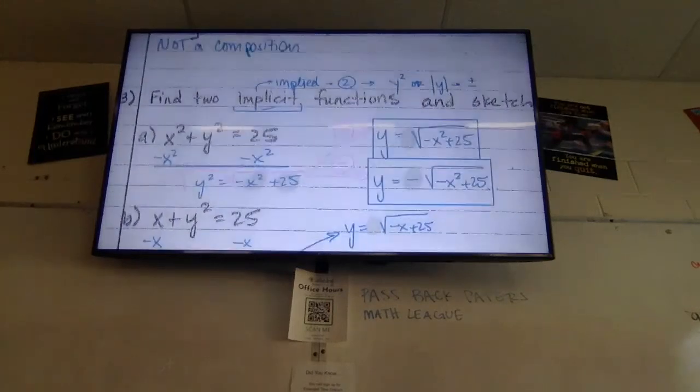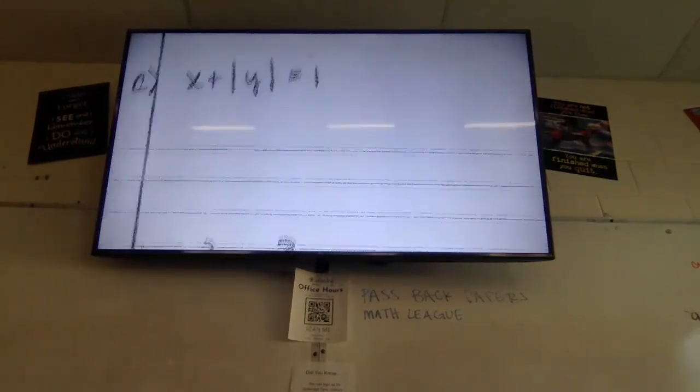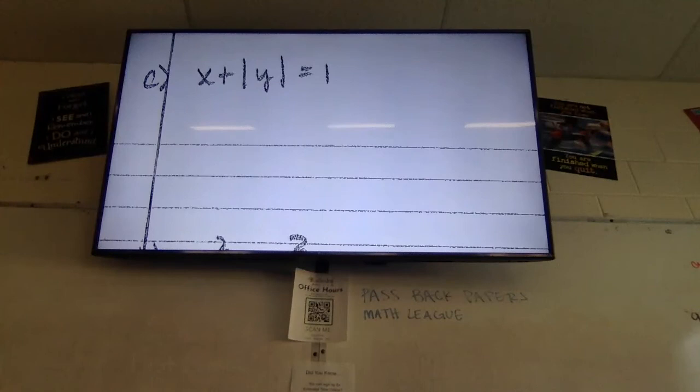Okay. Got three more on the next page. We got an absolute value one. I kind of prefaced that absolute value would work. It's very similar to what we were just doing. Get your y by itself, so I'm minusing x from both sides. I get absolute value of y equals negative x plus 1.